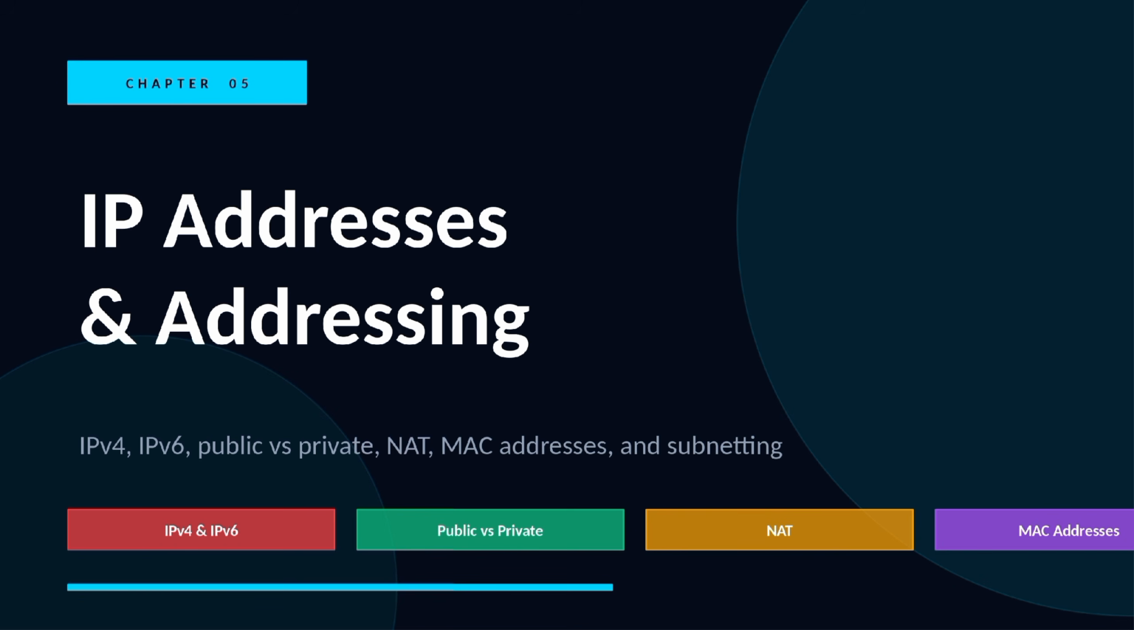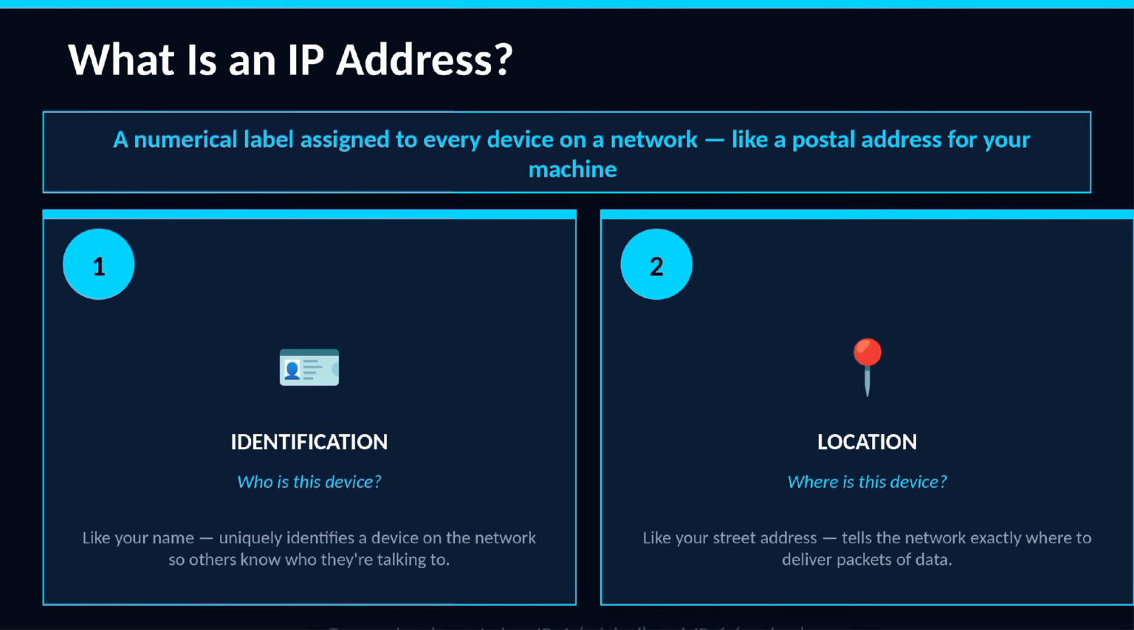This is Chapter 5. Chapter 5, IP addresses and addressing. What is an IP address? All right, let's dive into IP addresses, the way devices find each other on a network. An IP address, short for Internet Protocol Address, is a number that identifies every device connected to a network. It does two things. 1, identification, tells the network who this device is. 2, location, tells the network where this device is. Think of it like your home address. It tells the world who you are and where to deliver the data.